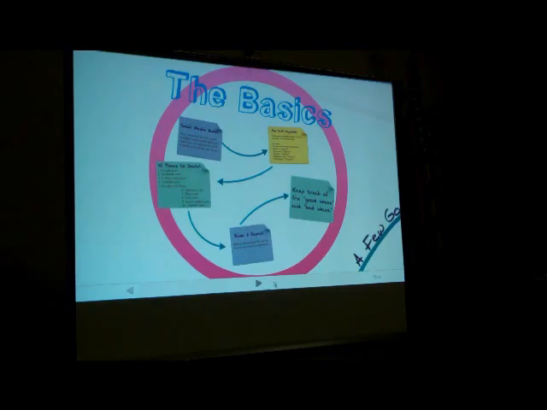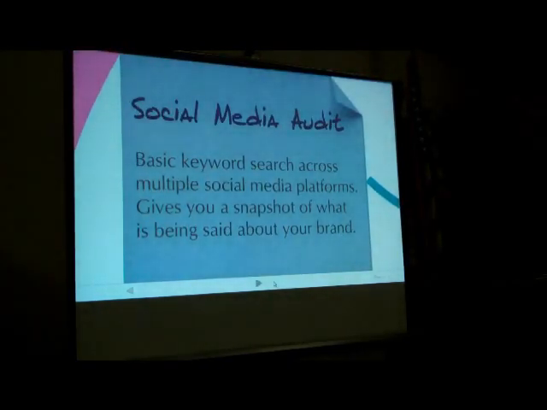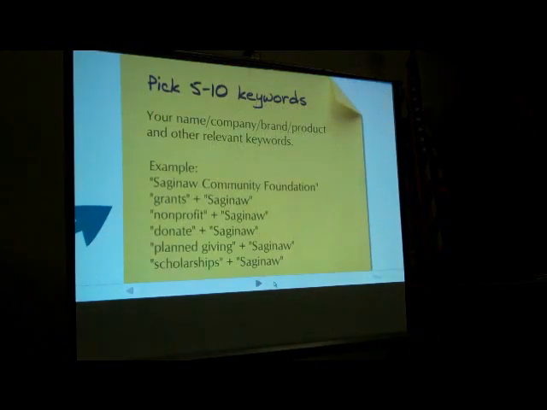So first of all, your audit is essentially a basic keyword search across multiple platforms, and it gives you a snapshot of what's being said right now. So 2 months from now, it might change, or if a really large event happens, it might change, but it gives you an idea of what's being said at that particular moment. So pick a couple keywords. I say 5 to 10. If you pick more than that, it's going to take a really long time to do your audit.